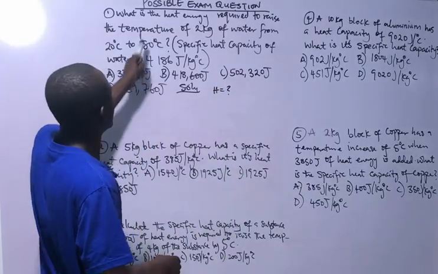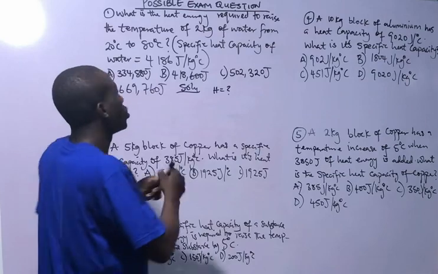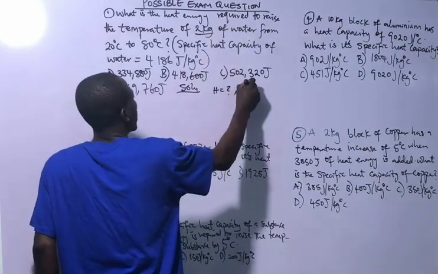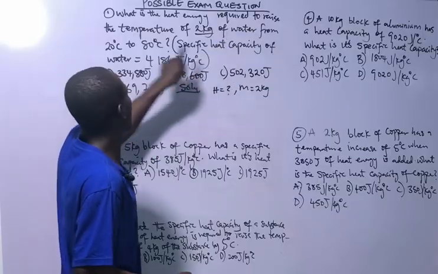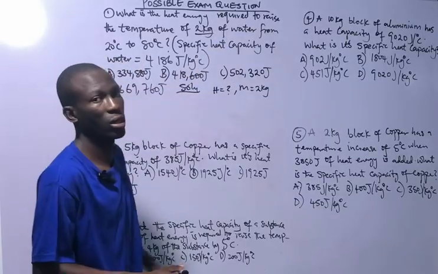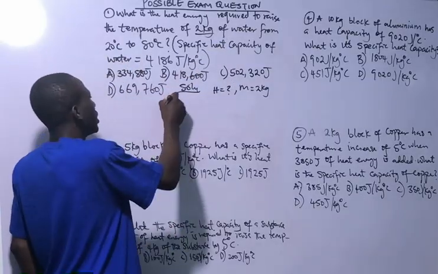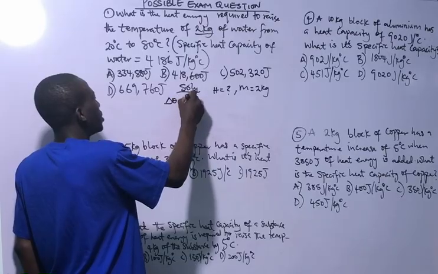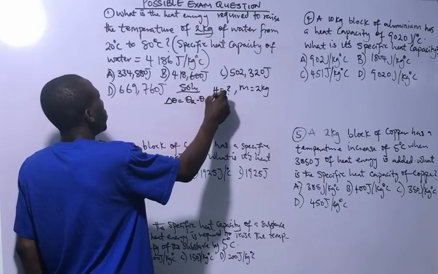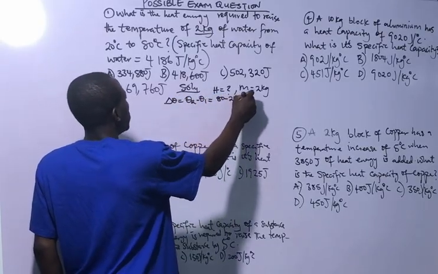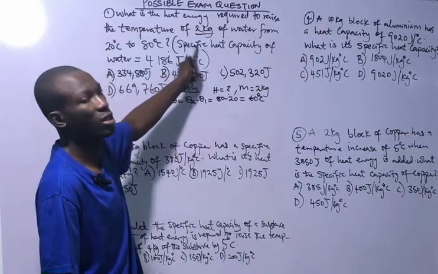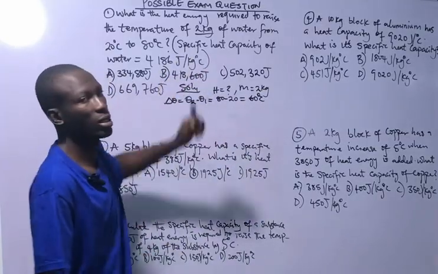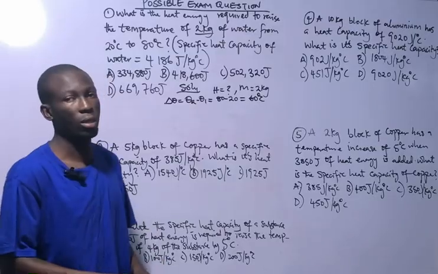Then we have 2 kg. This 2 kg is mass, so our mass is given as 2 kg. The temperature of water from 20 degrees Celsius to 80 degrees Celsius means it is the change in temperature. Change in temperature is theta 2 minus theta 1, where we have 80 minus 20, which gives us 60 degrees Celsius. And then we have specific heat capacity as 4186 joule per kilogram Celsius.